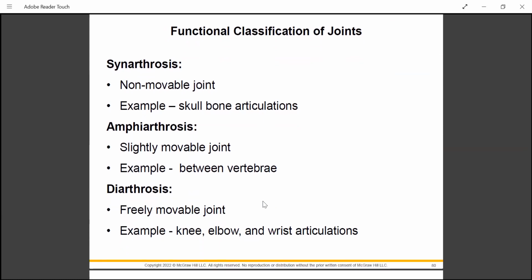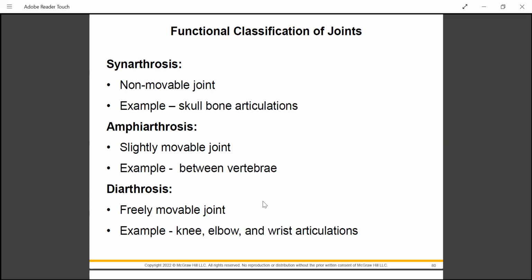So our synarthroses, syn means together, so this is going to be a non-movable joint. So those sutures in our skull that we were looking at earlier are a great example of a synarthroses. They are not going to move around. Our next one is our amphiarthroses. So this is going to be our cartilaginous joints, and these are going to be slightly movable. So our fibrocartilaginous discs, our intervertebral discs are going to be a good example of this. And then something like our pubic symphysis would also be a good example.